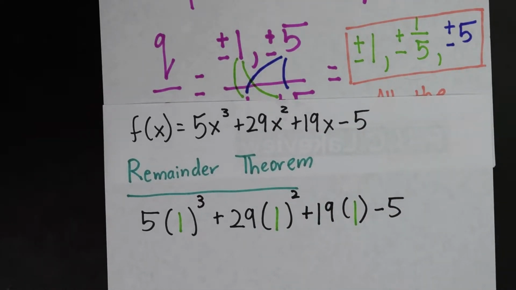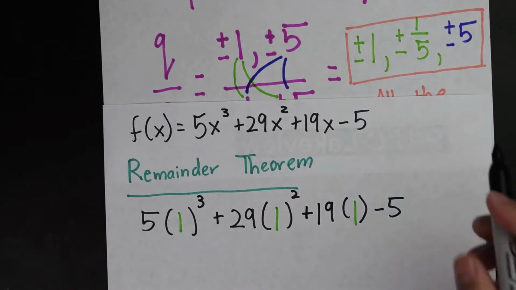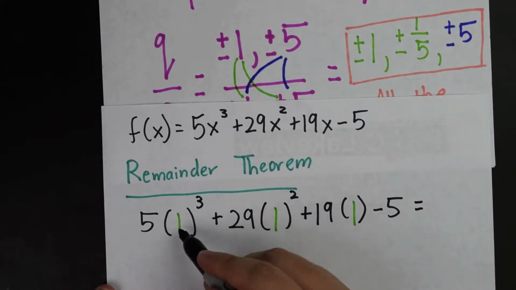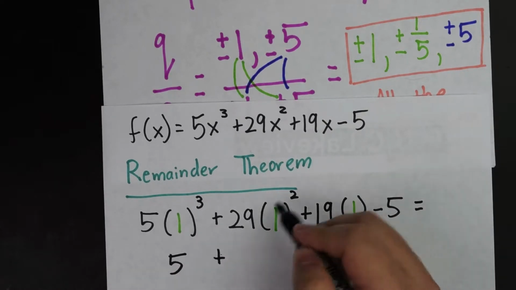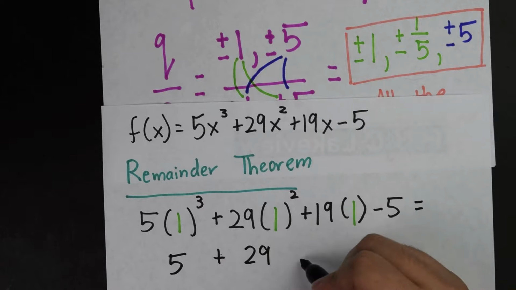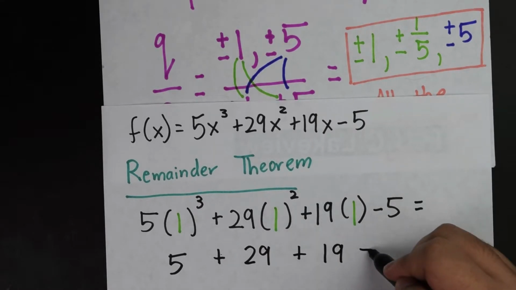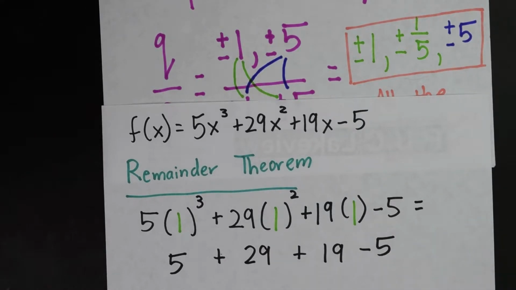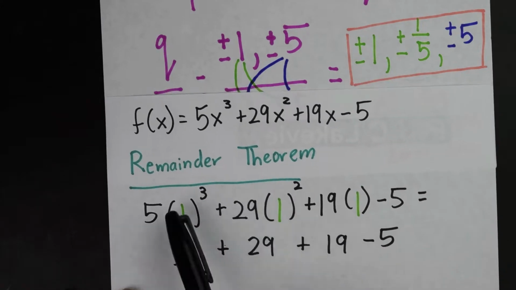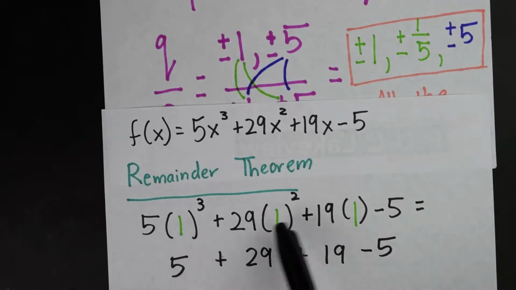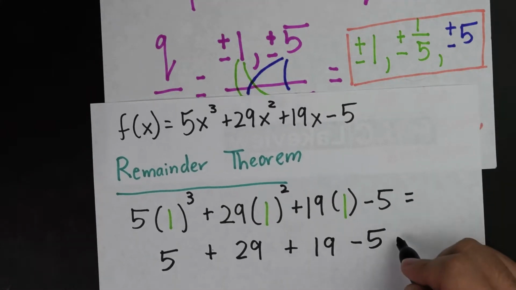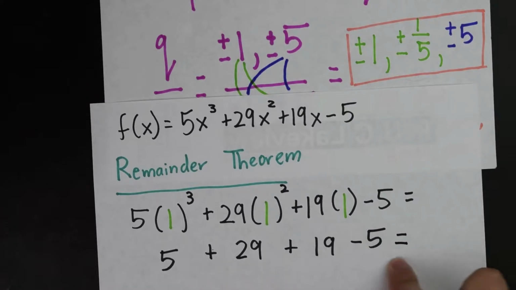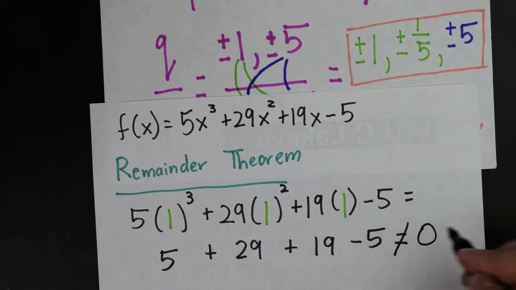And so what's going to happen is that when I try to compute this value out, this is what's going to come out. 1 cubed is just 1, so it's going to be 5. Plus, since 1 squared is 1 also, it's going to be 29 plus 19 minus 5. The remainder theorem basically states that when I plug in one of the possible roots into here, it must equal 0 in order to be a root, or an X-intercept, or a 0. And for this equation, if I add this all up, it's not going to equal 0. So it is not a root.